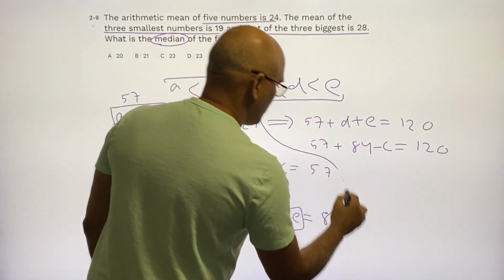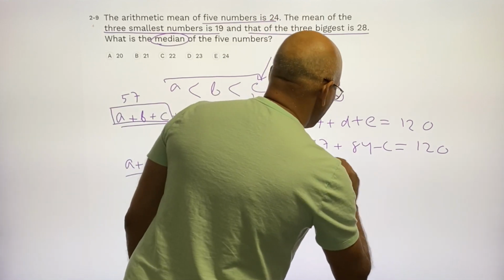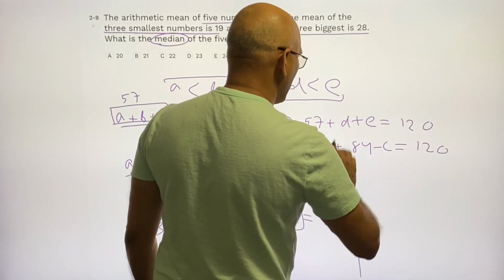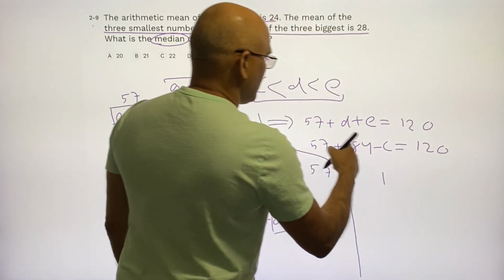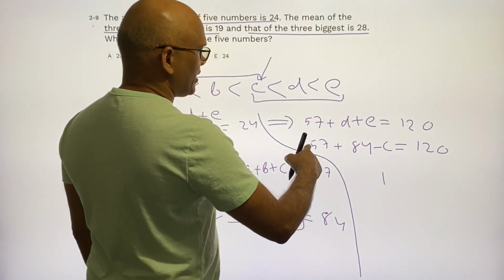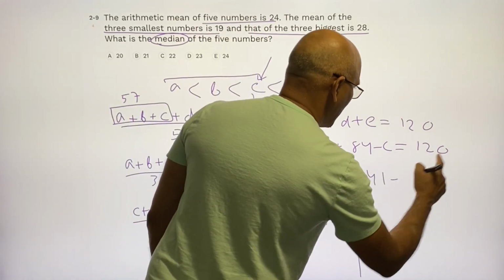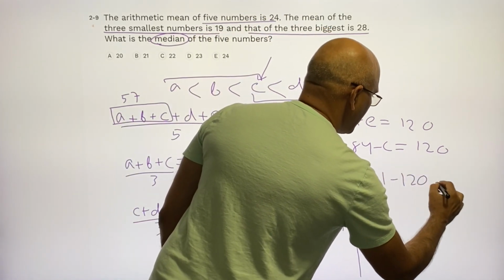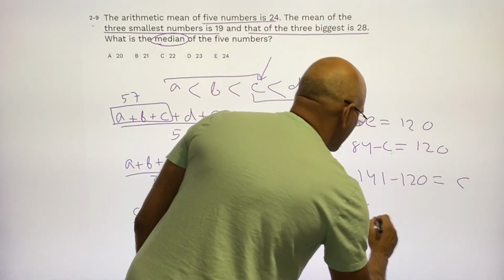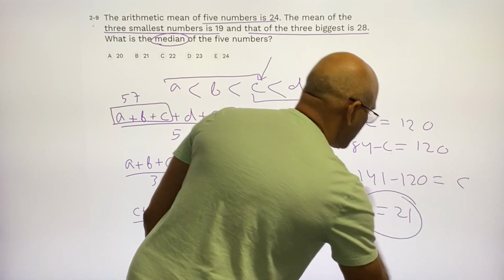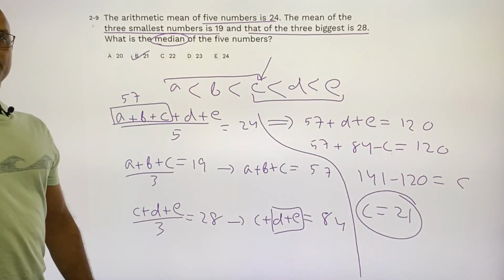Okay, so here I take the C to the other side. So I bring 120 to this side. So this is going to be 57 plus 84, 7 plus 4 is 11, 1, 6, 8, 141. I bring 120 to this side, minus 120. I take C to the other side. So this is going to be C is equal to 21. So that is the median, right? Then B is the correct choice.